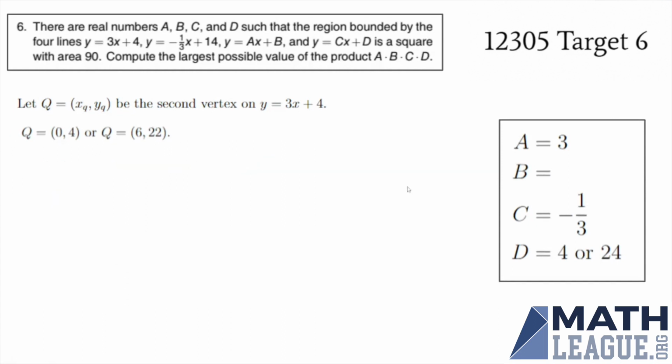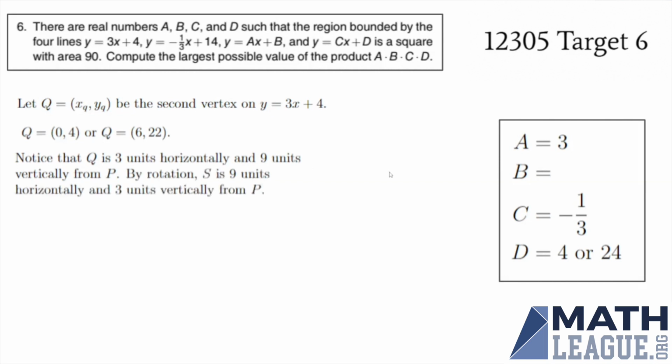Now we'll do a similar strategy to find what B is, but since the sides of a square are perpendicular to each other, we can notice that Q is 3 units horizontally and 9 units vertically from P. Remember that P is 3, 13. That means that S, which is the second point on the blue line, will be 9 units horizontally and 3 units vertically. Either S will go 9 units in the positive X and 3 units in the negative Y, or S will be 9 units in the negative X and 3 units in the positive Y. So we can easily calculate the possible coordinates of S.